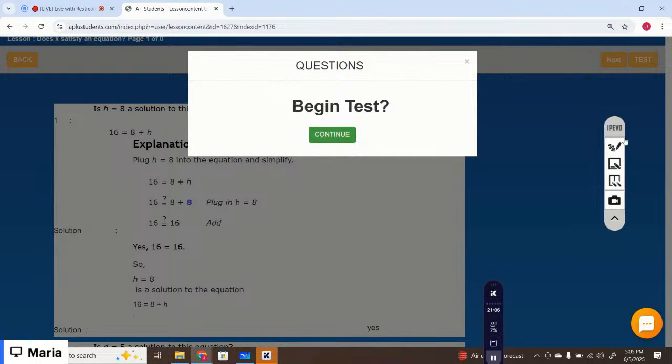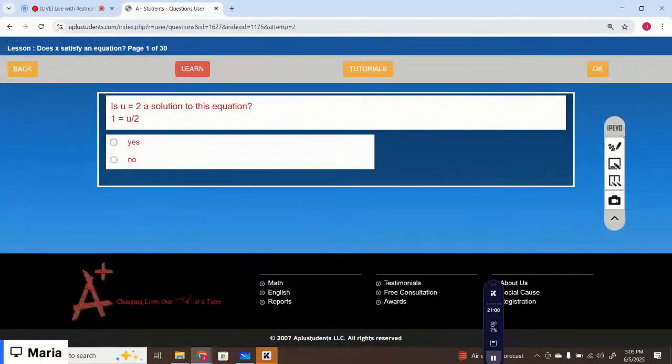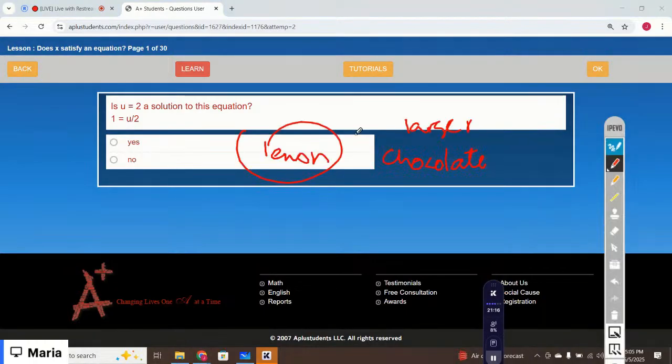Let's just start with the test questions. Is u equals 2 a solution to this equation? We just replace the variable u with the value, that is 1 equals 2 divided by 2. 2 divided by 2 is 1, so 1 equals 1. So yes, that is the solution.